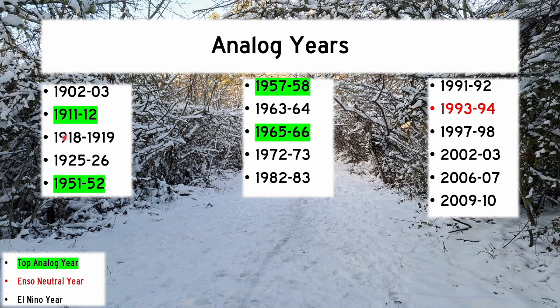The new top analog years are now 1911 and 1912, 1951 to 52, 1957 to 58, and 1965 to 66. Most of these analog years are El Nino, more specifically first year El Ninos in most of these cases. The exception is 1993 to 94, which was an ENSO neutral year. However, the SOI was in the negative phase, signifying the atmosphere may have been more El Nino-like, and the PDO started to show signs of a long-term flip to negative at that time.